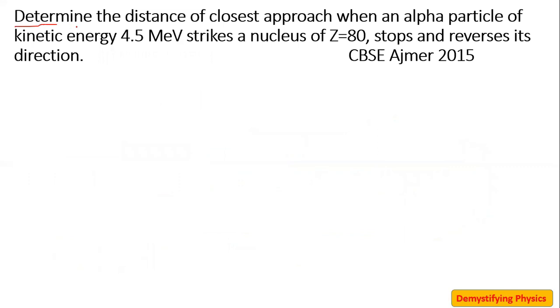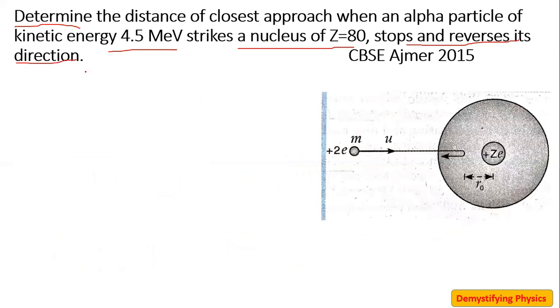Okay, next is determine the distance of closest approach when an alpha particle of kinetic energy 4.5 mega electron volt strikes a nucleus of Z equal to 80, stops and reverses its direction. So this is the alpha particle. This is the nucleus of Z equal to 80.